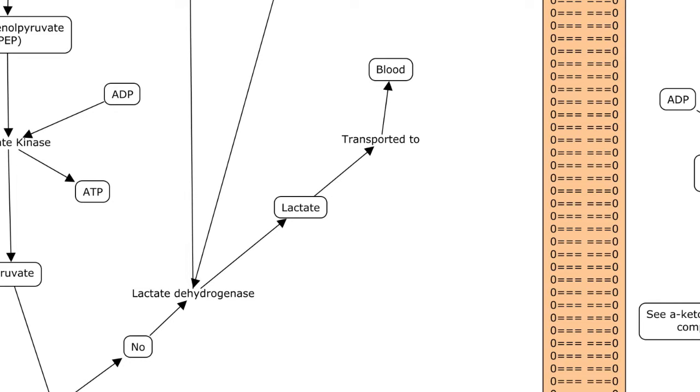That's going to be transported out to the blood. From there, it can go into the liver for gluconeogenesis to be turned into glucose, in which case it can go back and try the whole process of glycolysis again.